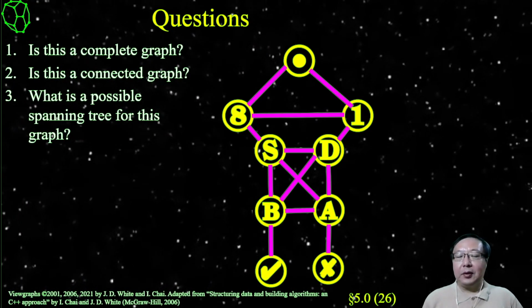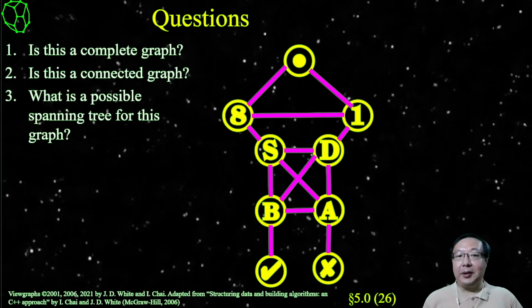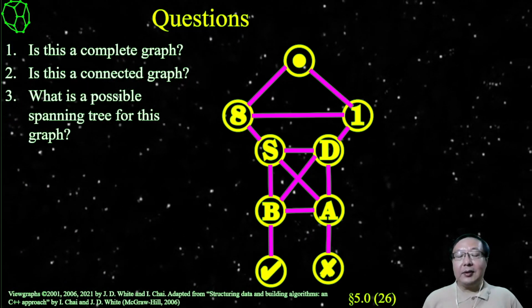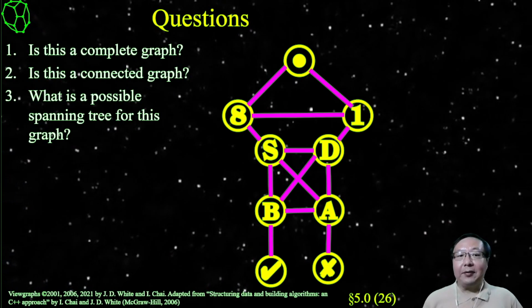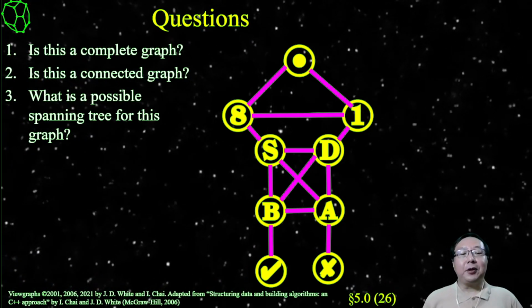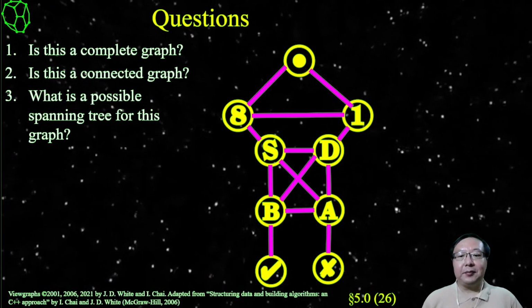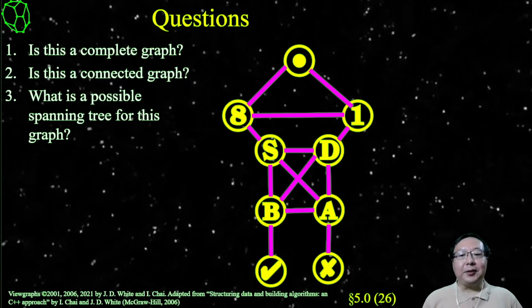So, question, is this a complete graph? Is this a connected graph? And what is a possible spanning tree for this graph? So please answer the question.